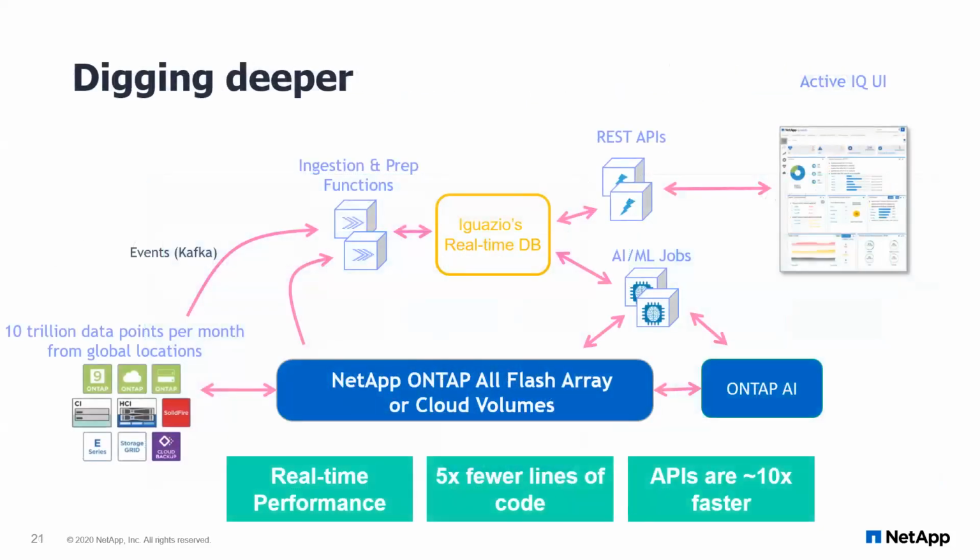So I want to dig a little deeper into that previous picture. What we do today is we take these 10 trillion data points per month and write them directly into an all-flash array on premises. And in Kafka, what we do is we just put the headers, some messages that say, I received a telemetry message and it is stored in NFS at this location, but we don't put the data in Kafka. So our Kafka cluster is actually really small. And this then feeds the Iguazio platform.